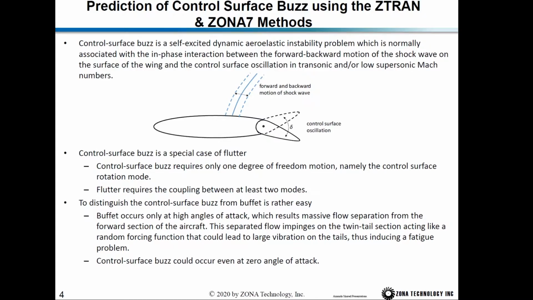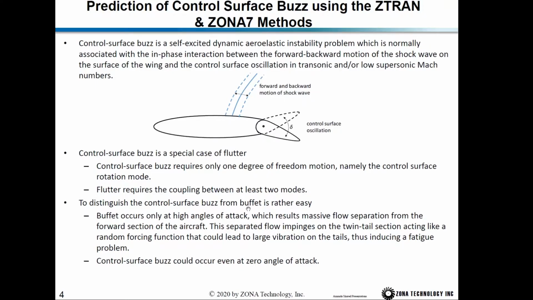Also, we can show that Z-Trin can predict control surface buzz. Control surface buzz is a self-excited dynamic aeroelastic instability problem, which is normally associated with the in-phase interaction between the forward and backward motion of the shock on the surface of the wing and the control surface oscillation in transonic or at a low supersonic Mach number. Control surface buzz is a special case of flutter, and control surface buzz requires only one degree of freedom motion, namely the control surface rotation mode. Flutter requires the coupling between at least two modes. To distinguish the control surface buzz from buffet is rather easy.